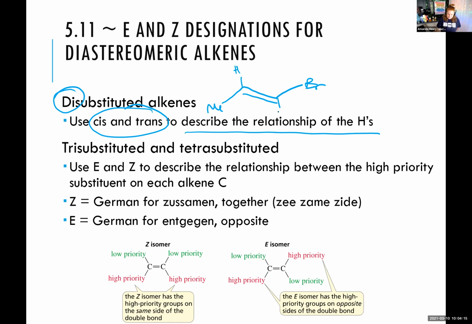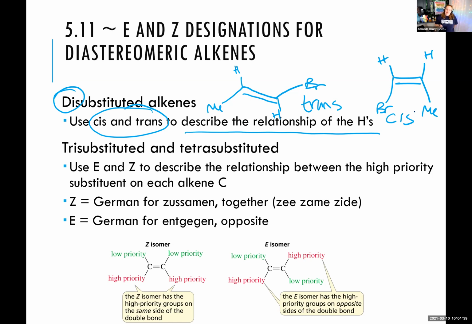To decide if it's cis or trans, we're looking at the hydrogens. So the way I just drew that is trans. And if I drew it this way, there's my bromine, there's my methyl. My hydrogens are both on the same side of that double bond, cis.